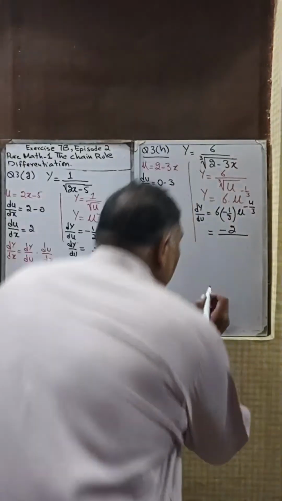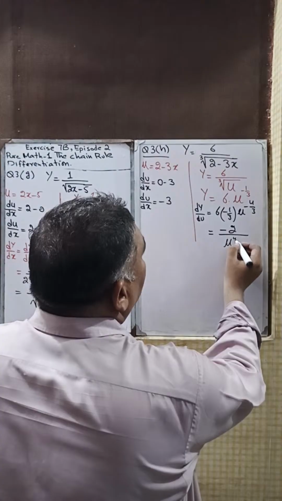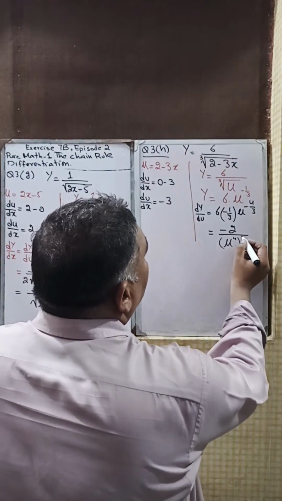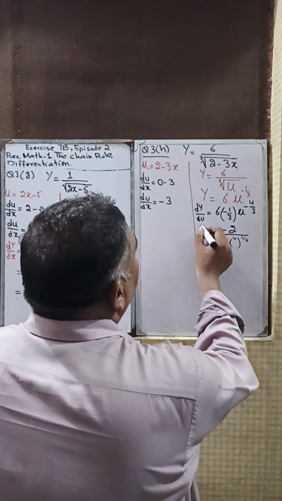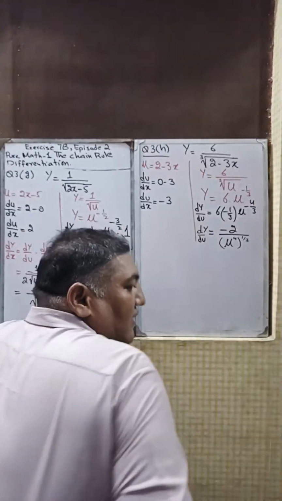So 3 2s are 6, so minus 2 divided by u raised to power 4/3, the third root of u to the power 4. So this is dy/du. Now I will apply the chain rule.